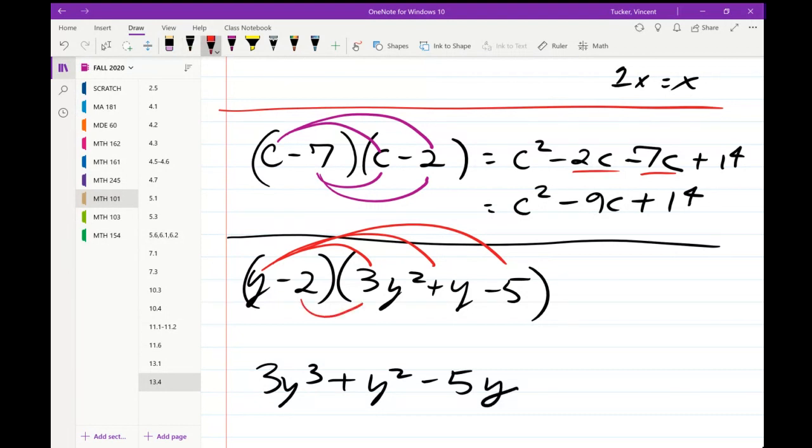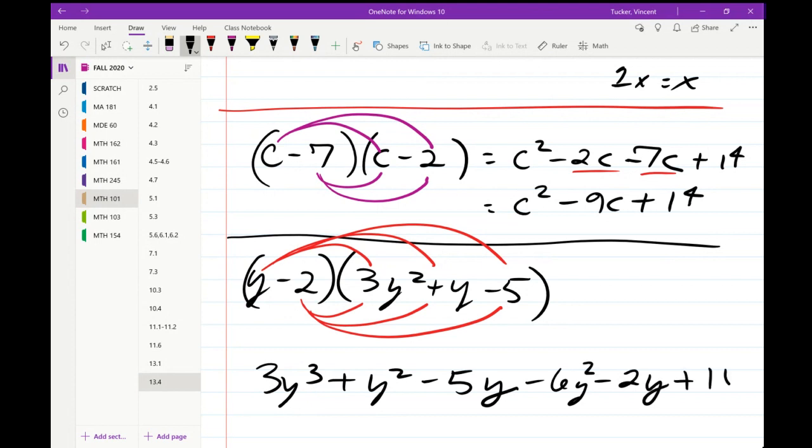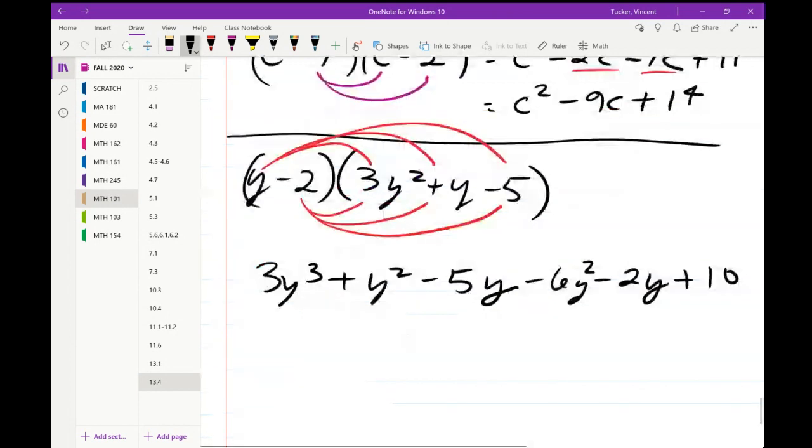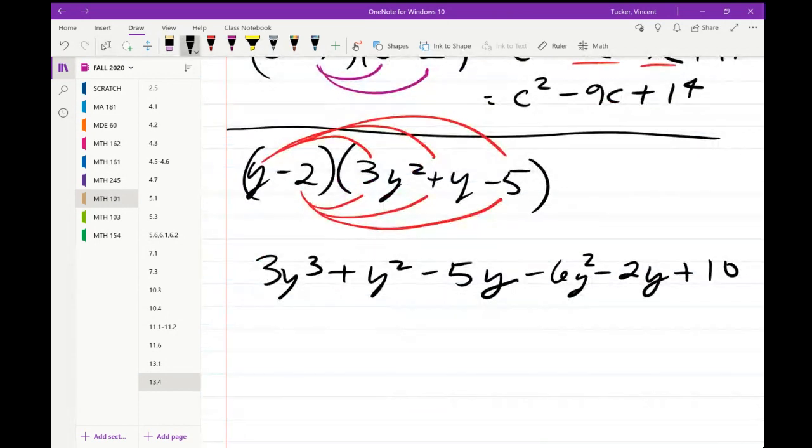Then we distribute negative 2 to each. So it's negative 6y squared, then negative 2y, then plus 10. All right, questions? Any questions?